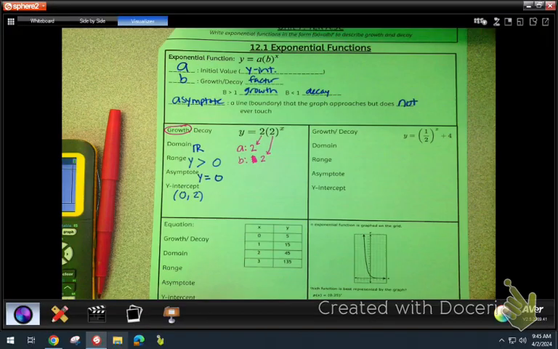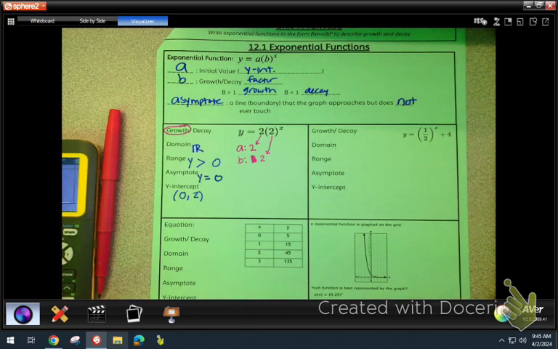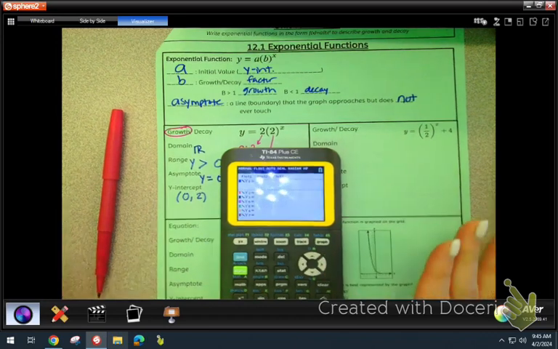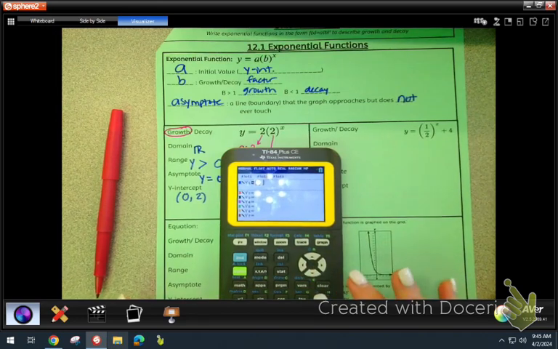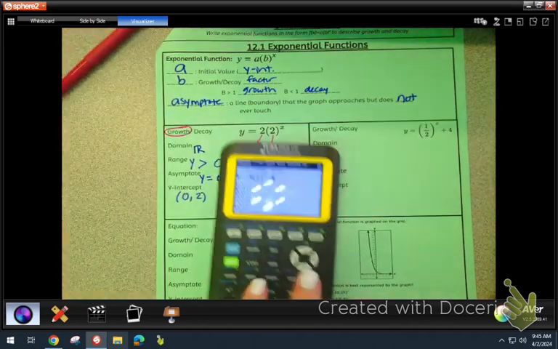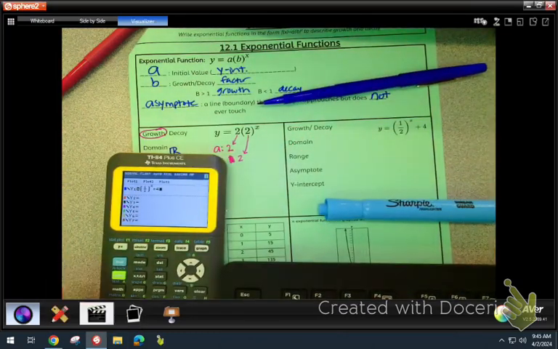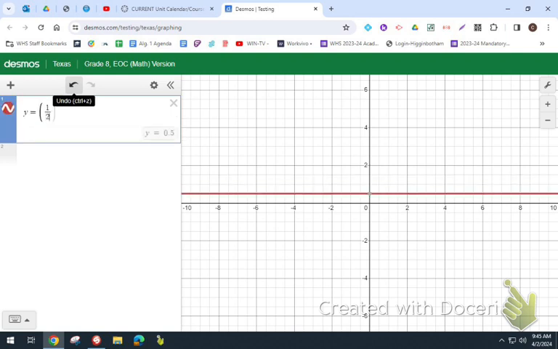Type this one in Desmos. Type it in Desmos. Go. 1/2 to the x plus 4. Okay, we should be typing in our calculator and typing in Desmos. Plus 4, is that what that was? Yeah, plus 4. And you can graph it.